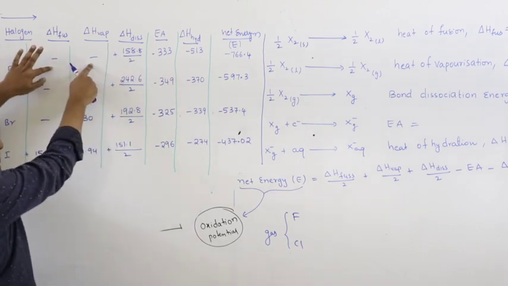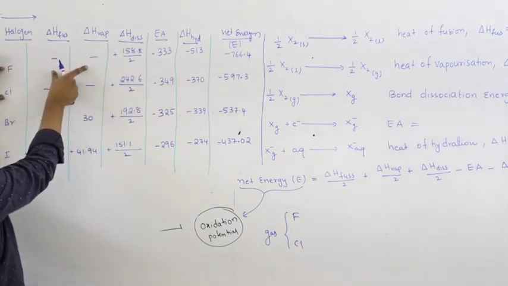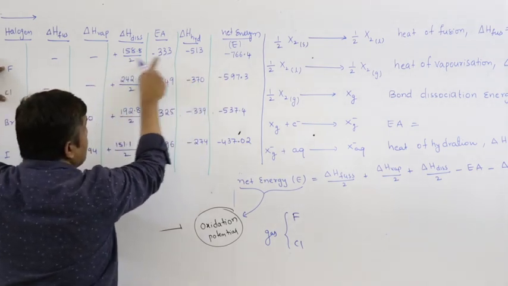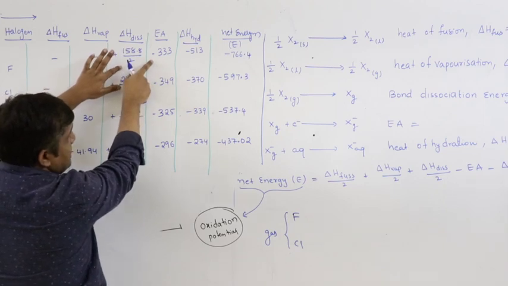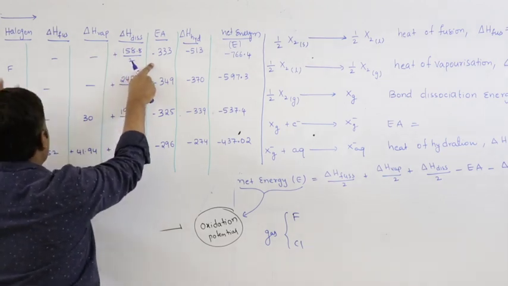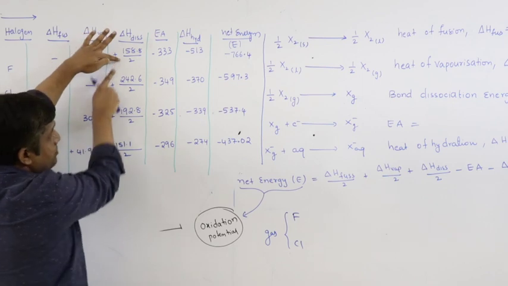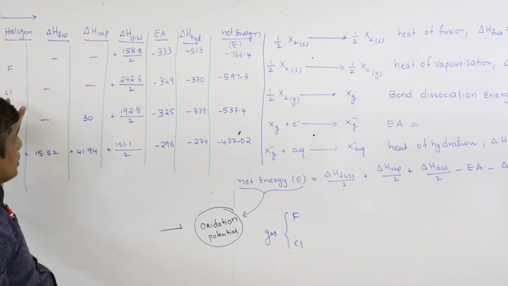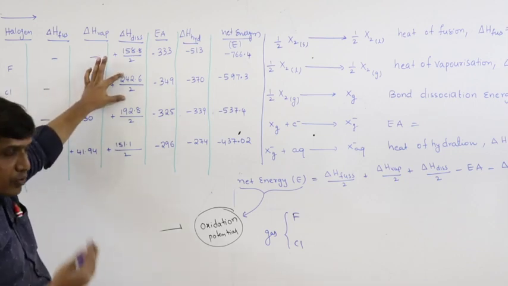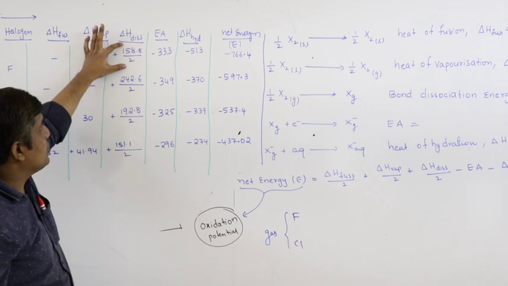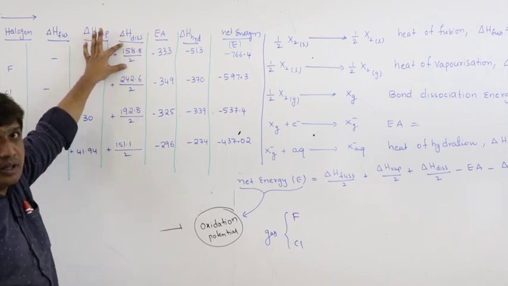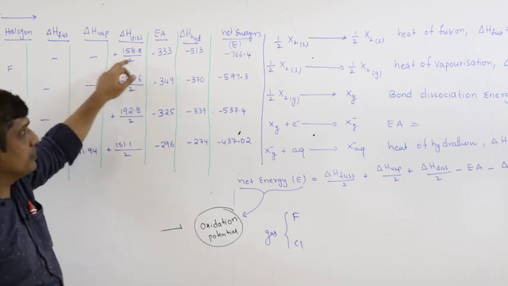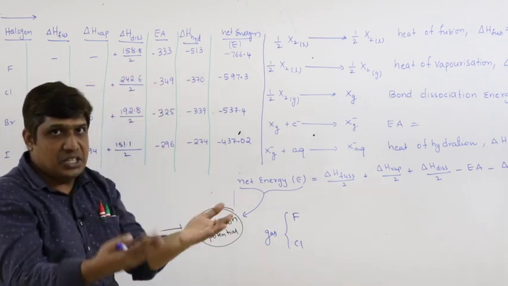See, the first two steps don't take place for fluorine and chlorine because they are gases. So directly we are comparing the last three. Electron affinity is less for fluorine, but the energy required to break the bond is less for fluorine compared to chlorine. This much amount of energy is required to break a bond in chlorine. This much amount of energy is required to break the bond in fluorine. Which has lesser bond dissociation energy? The answer is fluorine. Heat of hydration is energy released.